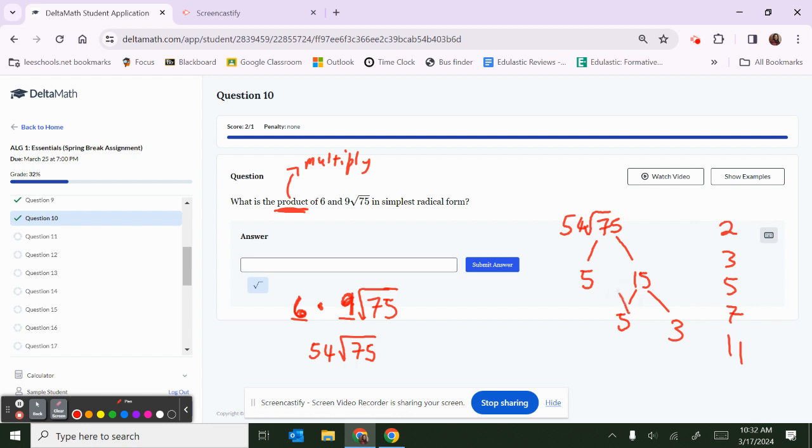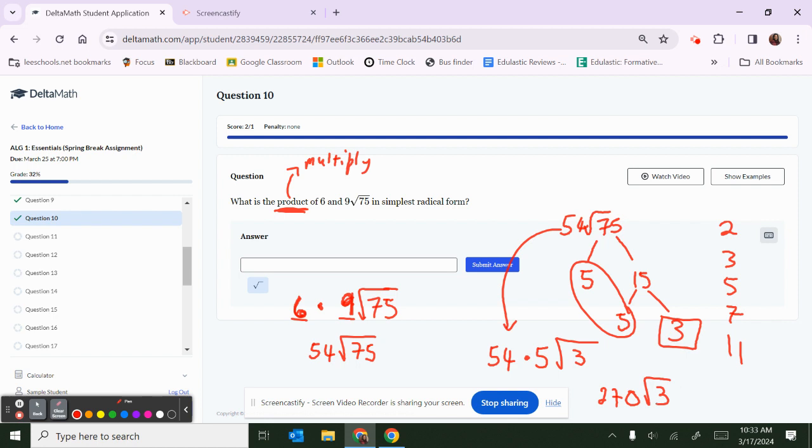So that means I'm going to circle my pairs, and my single goes underneath my radical. I have 54 on the outside, that's this 54 right here. I have a pair of 5s, so I'm going to be multiplying that 54 by my 5, and underneath my square root is the 3. So 5 multiplied by 54 will give me 270, and the square root of 3 stays the same.